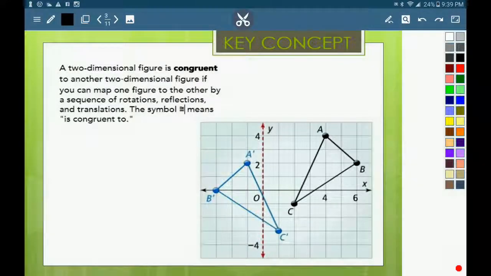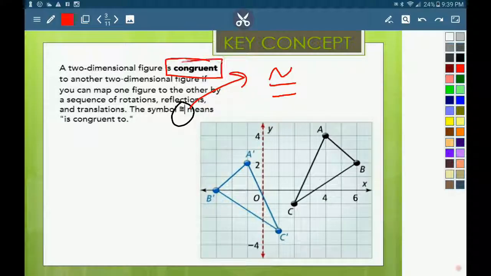So let's take a look at the key idea here. It says a two-dimensional figure is congruent to another two-dimensional figure if you can map one figure to another by a sequence of rotations, reflections, and translations. The symbol congruent, okay, let me write that a little bit bigger for you. It's like an equal sign with a little squiggle over it. That's what congruent means. The word congruent, that's the symbol for it. It literally is read as "is congruent to."